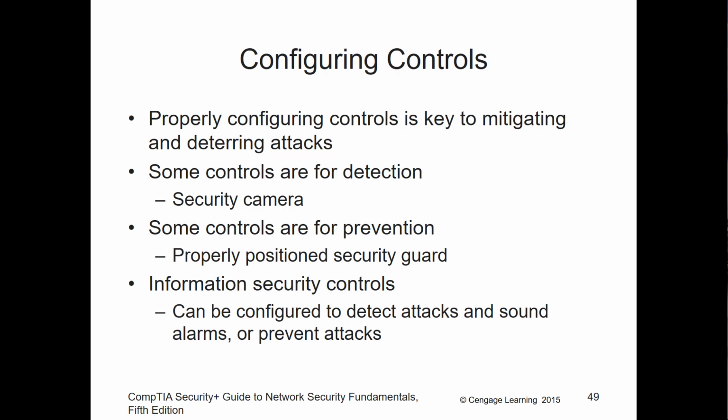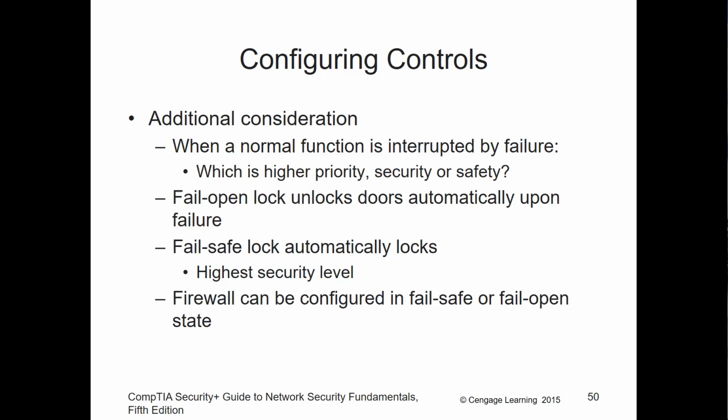Alright, moving on, configuration controls. Proper configuration is the key to mitigating attacks, deterring attacks, deflecting attacks, detecting, being proactive, and making sure you're not a target of attacks. For detection, for example, security cameras. For prevention, having the appropriate position of security guards. So information security controls can be configured to both detect and prevent attacks depending on the type of attack. Part of the types of attack should be part of those assessments we discussed earlier in this chapter.